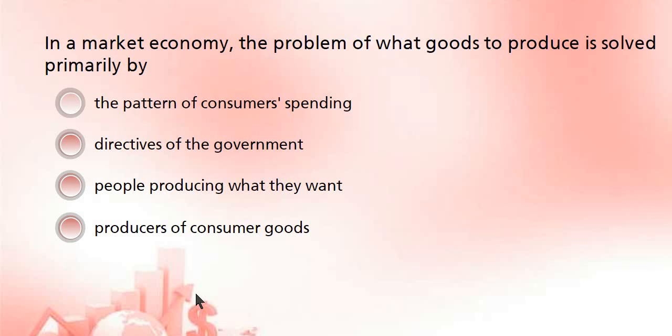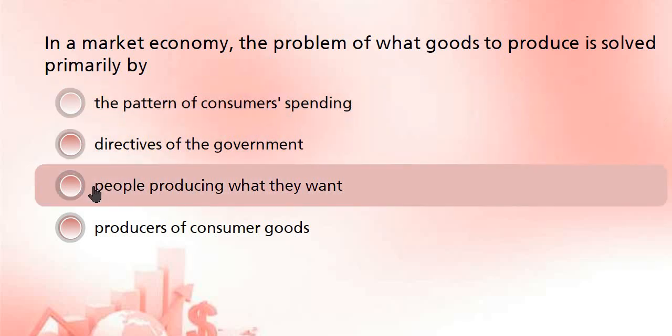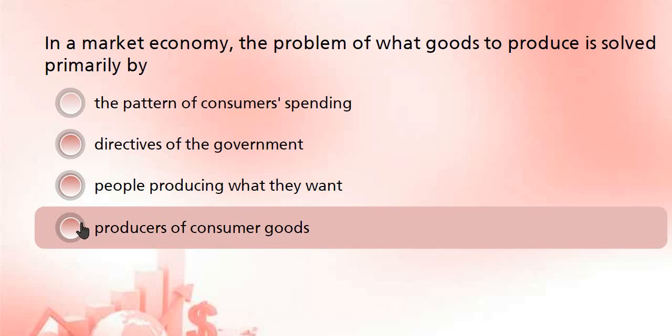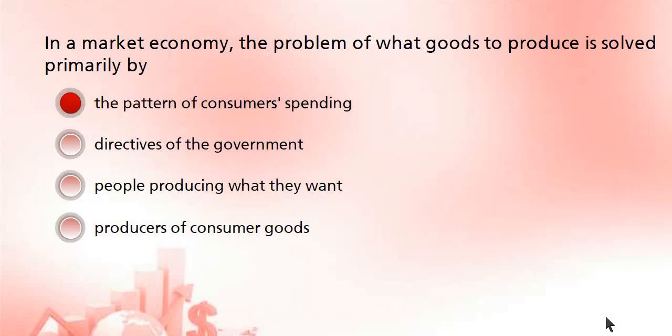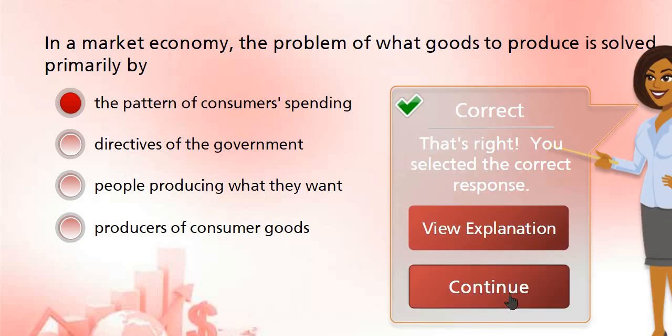Question 4. In a market economy, the problem of goods to produce is solved primarily by A, the pattern of consumer spending, B, directives of the government, C, people producing what they want, D, producers of consumers' goods. The right answer is the pattern of consumers' spending. Alright, market economy. I want you to know that it is a free economy where the prices of goods dictate the quantity produced and consumed. So, the pattern of consumer spending will guide the producers on what to produce.